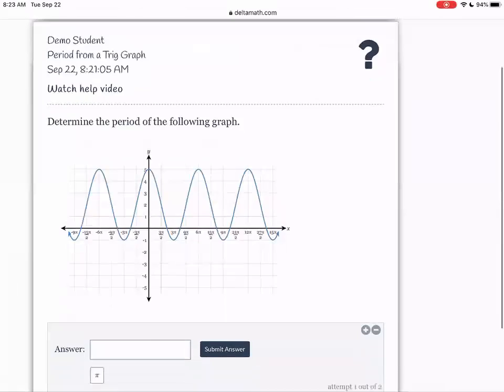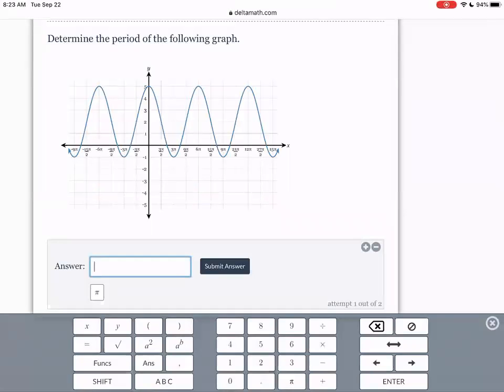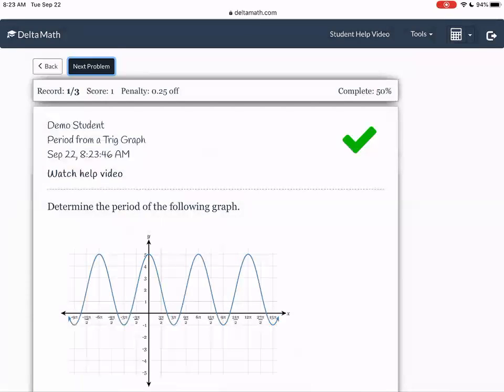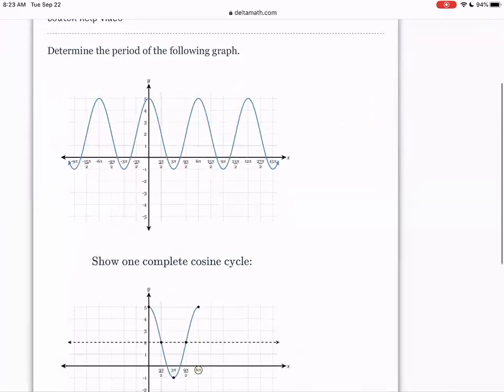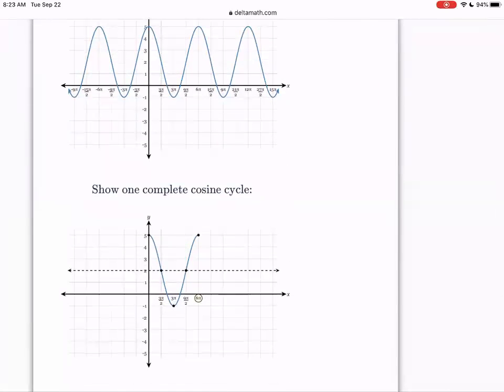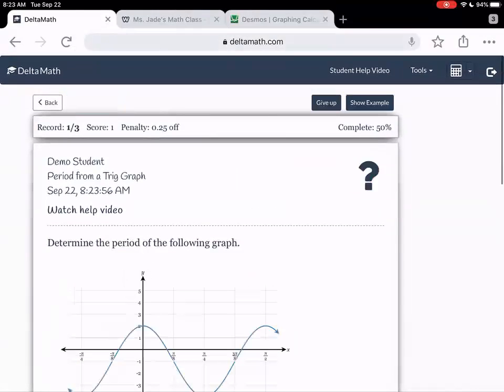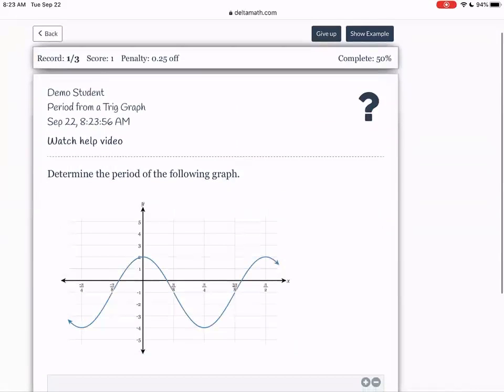Let me type in 6 pi first. Look, they gave you a little pi button, so you just have to type 6, and then right underneath you can just press pi, and you don't even have to worry about copying and pasting the pi answer. All right, so we got it right. Let's see, do they show you a picture? Yeah, they show you top to top. Next problem, let's do one more.